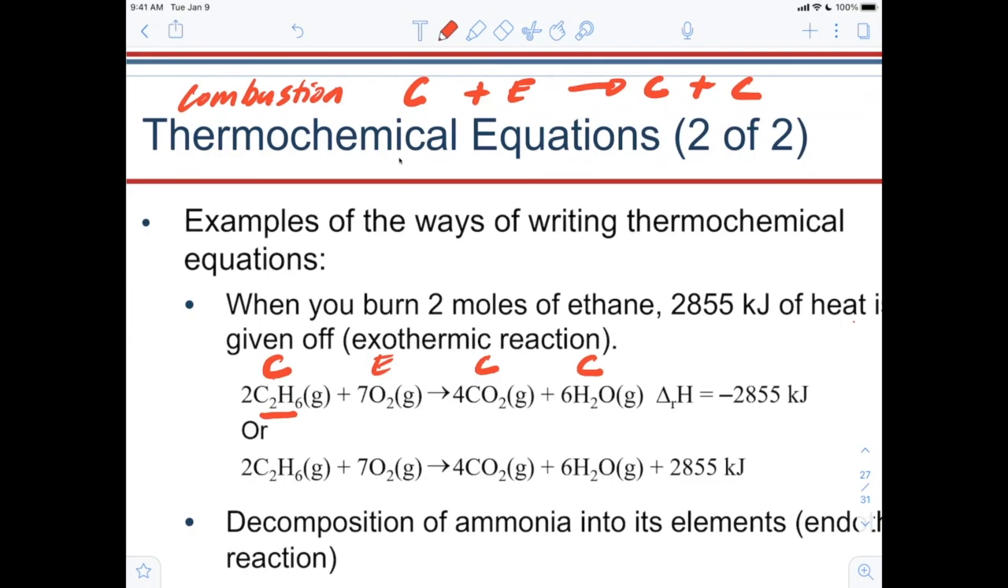Okay, so that's one of the ways you write the chemical reaction. Oh, I forgot to also say chemical combustion reactions are all exothermic. Okay, it makes it a lot easier. Combustion is exothermic all the time.